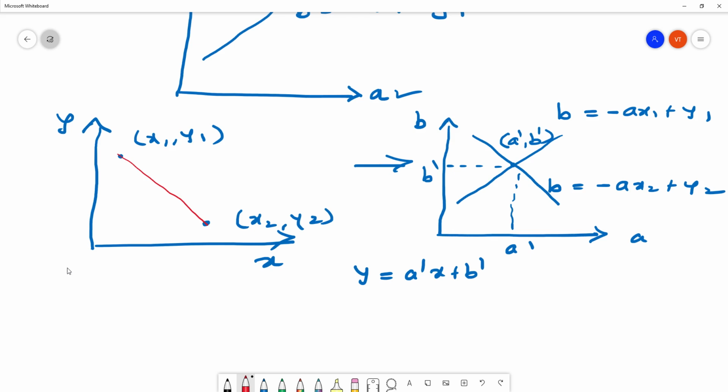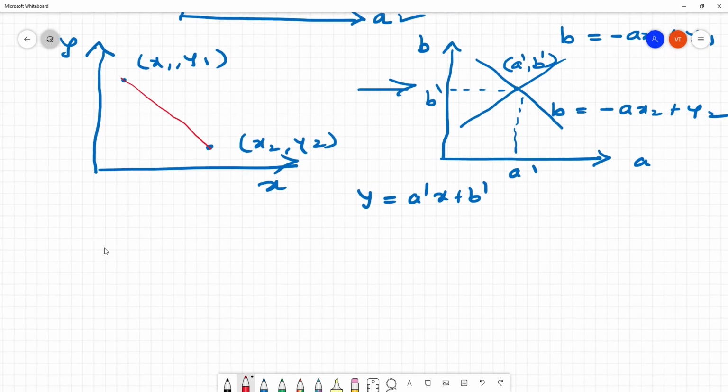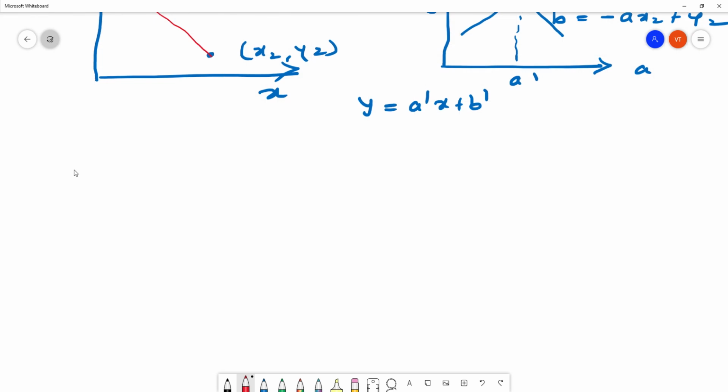In fact, if we have n points that lie on a straight line, we get n lines, each line representing a point. So we'll get n lines in the AB plane, and these lines would intersect at a single point a dash, b dash in the AB plane.